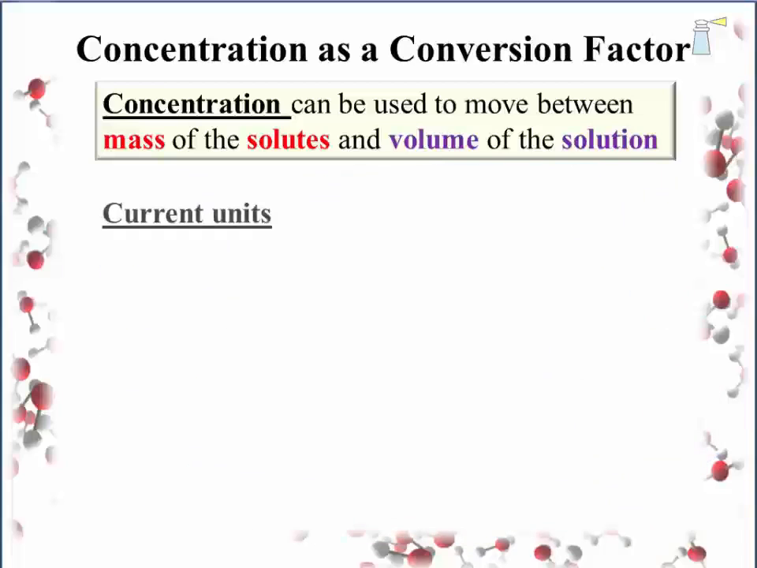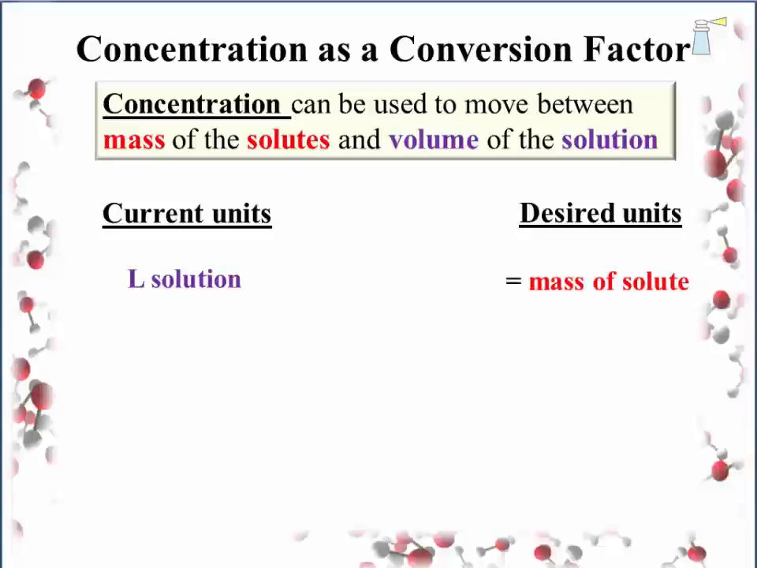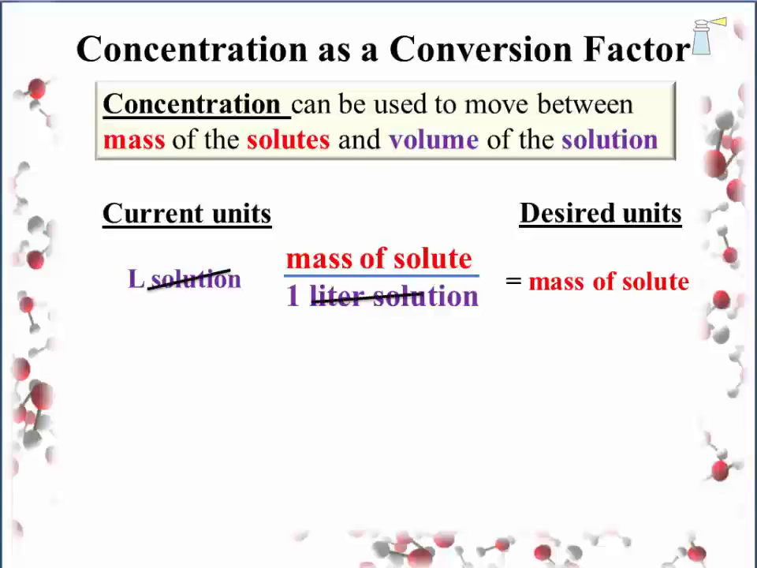For demonstration purposes, we will return to our basic setup for conversions that has the current units for the given units of a conversion and desired units for the wanted or asked for units. If we were given values in liters of solution and asked for mass of solute, we can use the concentration of the solution as a conversion factor. That is, the concentration is written with solute over solution. Liters cancel out, and units of mass remain.